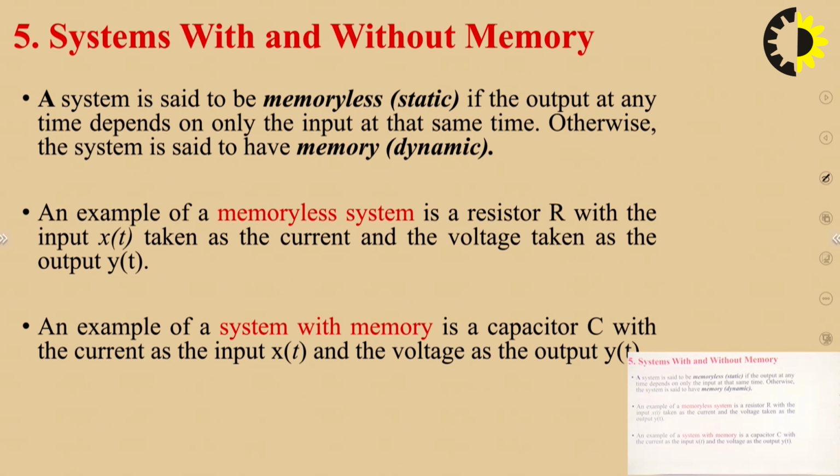Now systems with and without memory. Systems with memory are systems having memory in them, and they are also called dynamic systems. Systems which do not have any memory are called static systems. Means if we apply present input and get the present output, there is no memory to store it. An example of a static or memoryless system is a resistor R with input x(t), so that we get the output y(t). Now, if along with the resistor we introduce a capacitor and inductor, then our system will become a system with memory, or dynamic system.